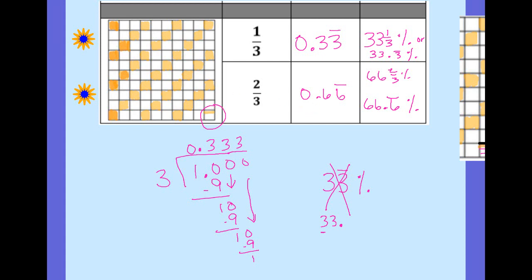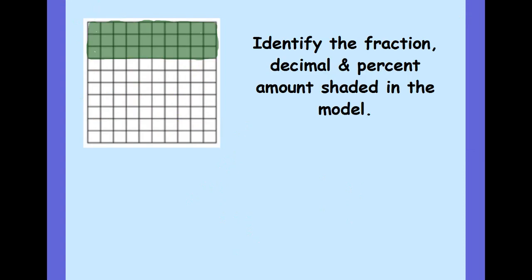Okay? So let's answer a couple of questions. Let's try to answer these questions without using our notes. If we need to use our notes, that's fine, but let's try to do it without our notes. We need to identify the fraction, decimal, and percent amount that's shaded in the model. It doesn't matter if you want to look at this as a fraction, a decimal, or a percent, it's totally up to you.